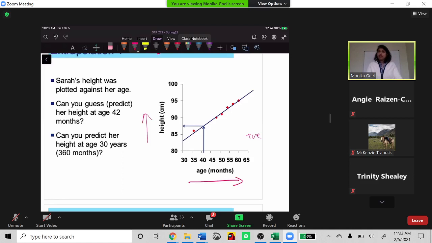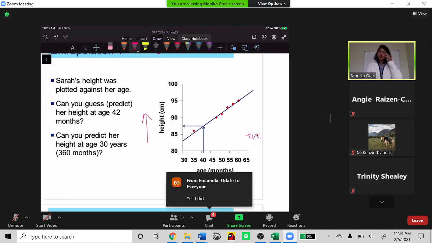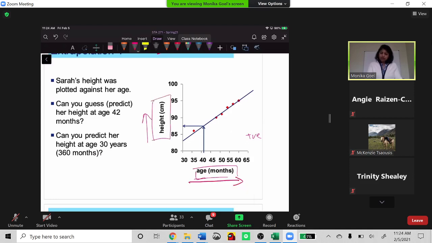So if there is a very strong positive correlation, can I predict the value of y using the value of x? I know my explanatory variable is age, and my response variable is height. Independent, dependent: I'm predicting height, so height is my dependent variable. Now, can you guess her height at the age of 42 months just looking at this scatter plot if you do not have the equation of the line?